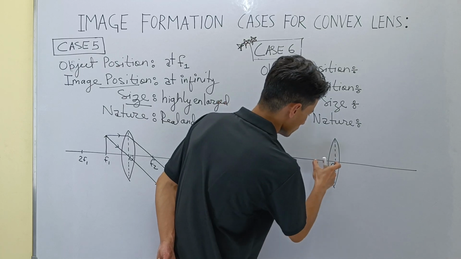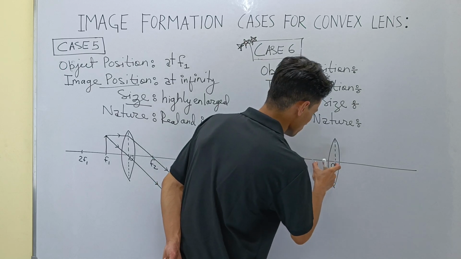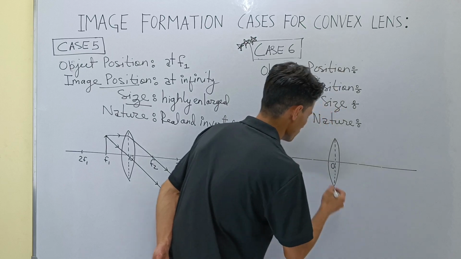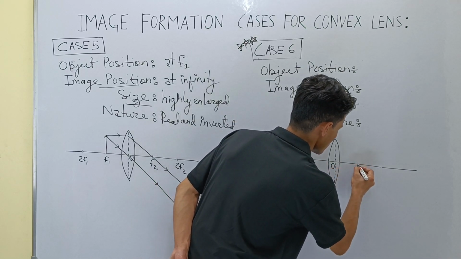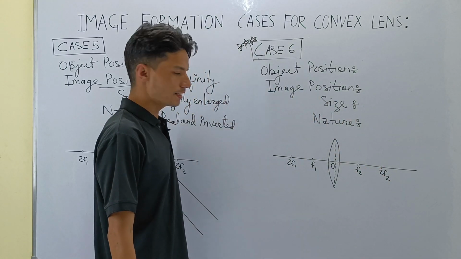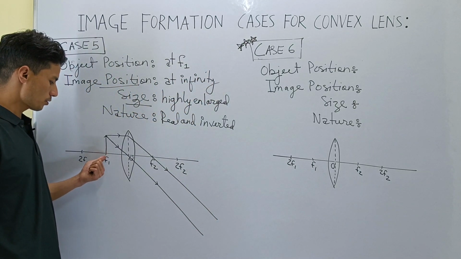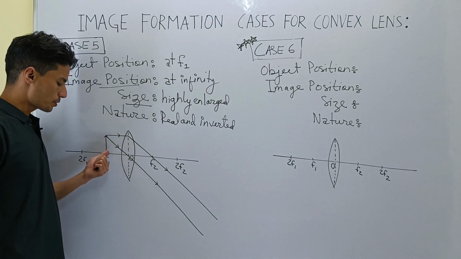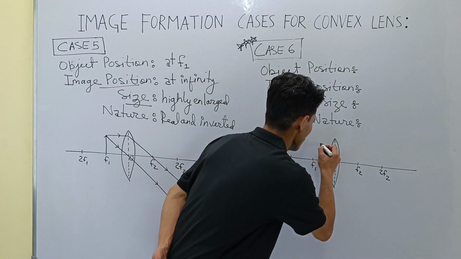Time to mark the optical center. Optical center has been marked. Time to label the focus. So let's say this is my f1, then this becomes my 2f1, then this is my f2 and my 2f2. All right, now the object has already stood at f1 in case 5, so the object will move forward closer to the lens, closer to the optical center. So the object will now stand between O and f1.